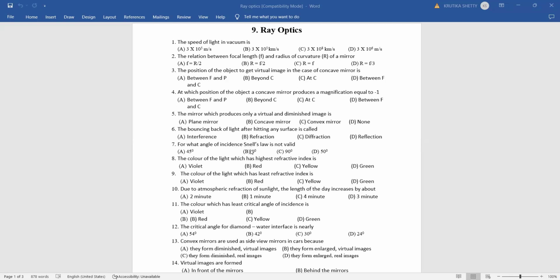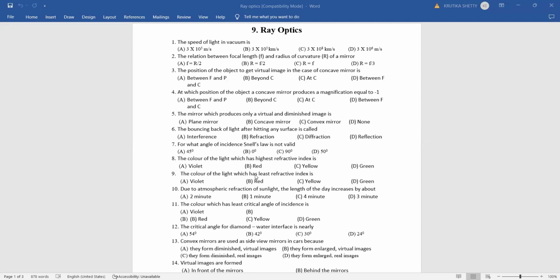That is option B here, students. That is for the zero angle, 0 degree. What is the angle of incidence for which Snell's law is not valid? That is 0 degree. The next question: the color of light which has the highest refractive index. It is option A, that is violet. Yes, option A, violet is the correct answer.